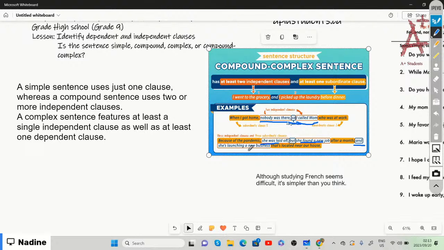And this is basically the sentence structure of a compound complex sentence, where there are at least two independent clauses. And remember, the two independent clauses, as in a compound sentence, are joined by a coordinating conjunction.